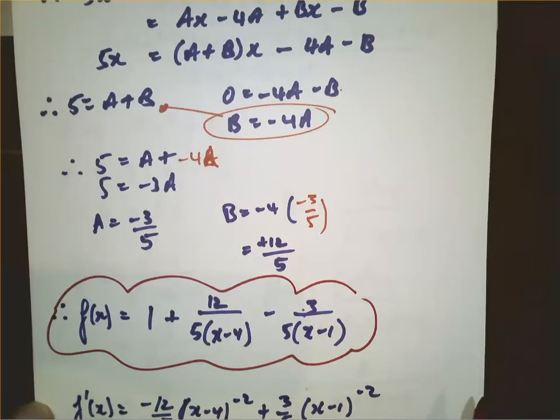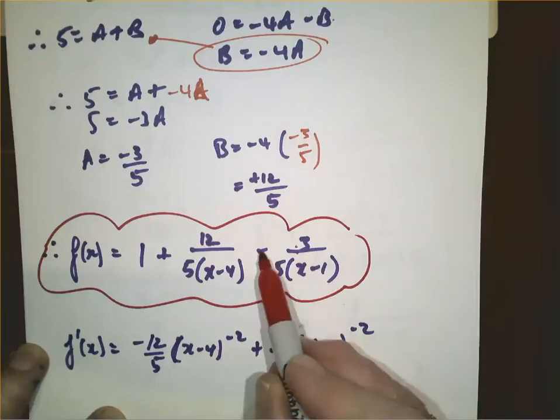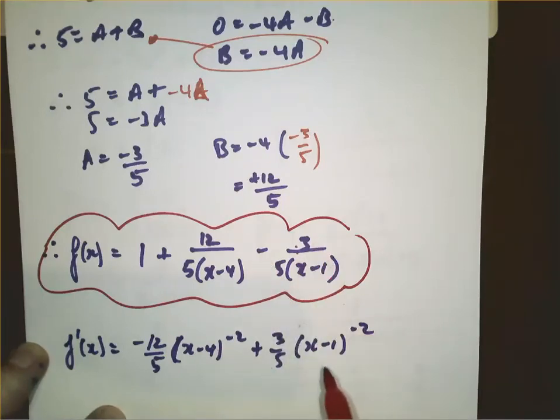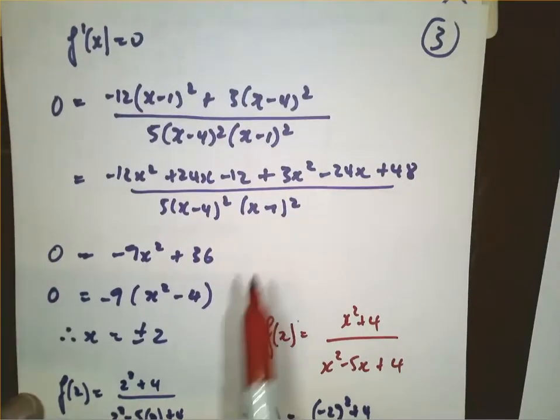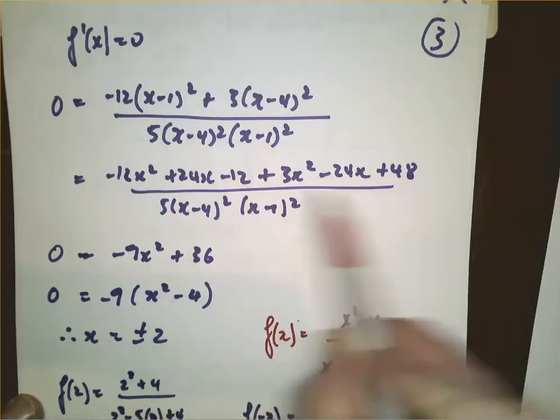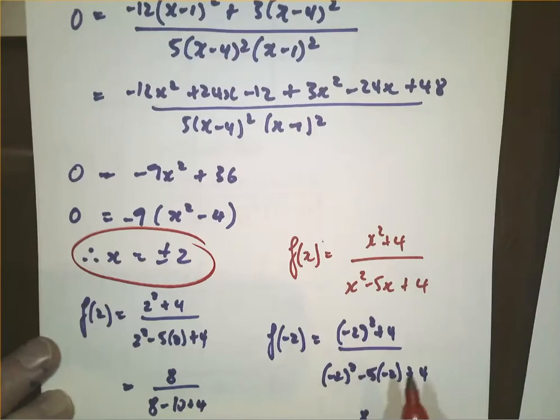So to find the stationary points, I need to take the derivative, and the derivative of 1 is 0. The derivative of this will be -12 on 5(x minus 4) to the -2. And then the negative by the negative gives plus 3 on 5(x minus 1) to the -2. To find the stationary points, I set that equal to 0. I get a common denominator, expand this out, and I end up with x equals plus or minus 2 as being the 2 times that the derivative equals 0.